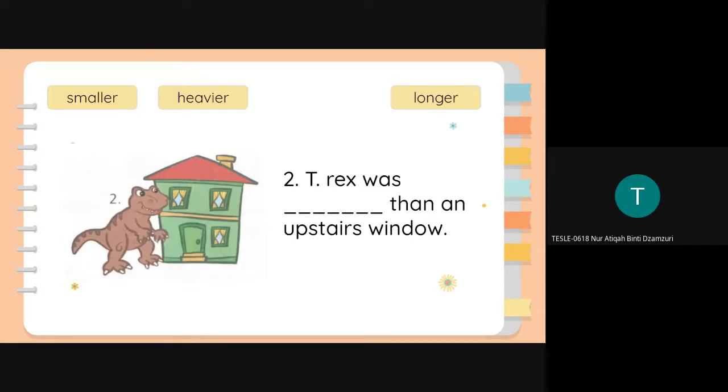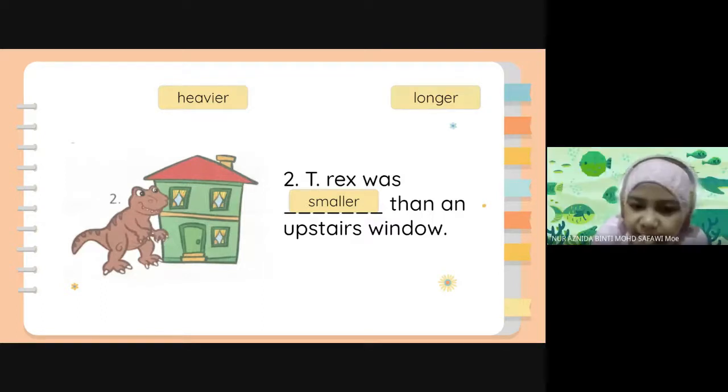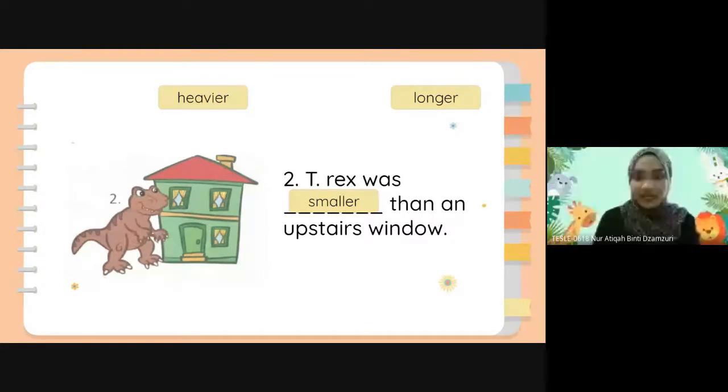Okay. Now we will see the answer. It was wrong. T-Rex was smaller than an upstairs window. Dia kecil sikit, nampak tak? Kecil sikit. It's okay, Dania. Well done for trying. Okay, good job. Okay, number three.